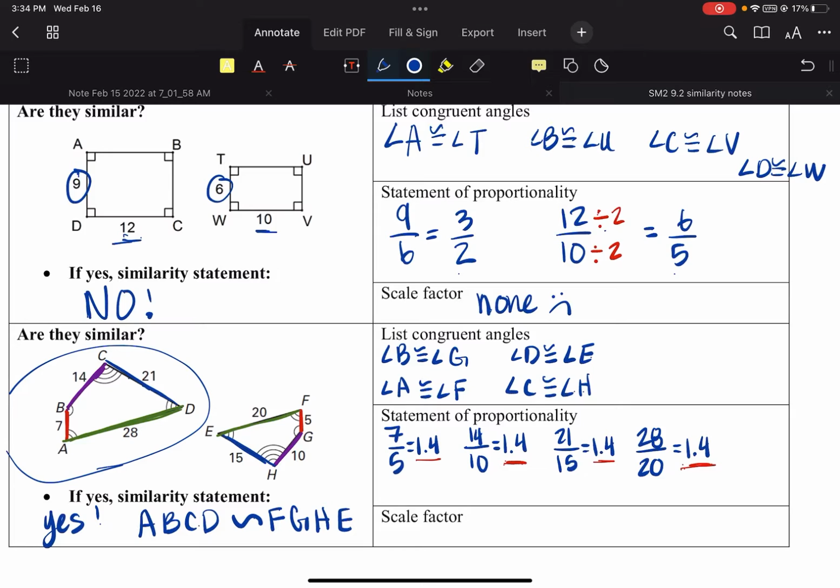So as you're writing your similarity statements, know that the order does matter. The first half of your similarity statement, you can kind of just write out however you want. The next one, though, you have to make sure you match up so that it corresponds.